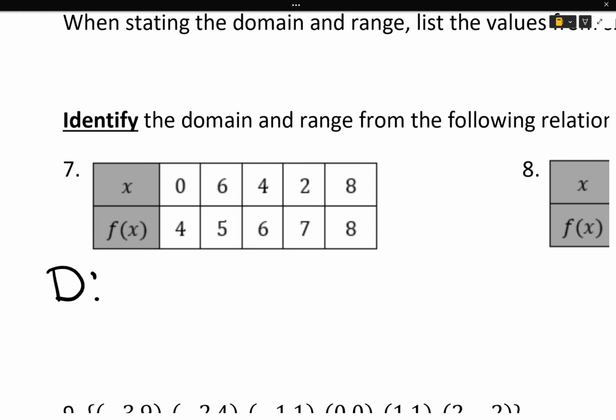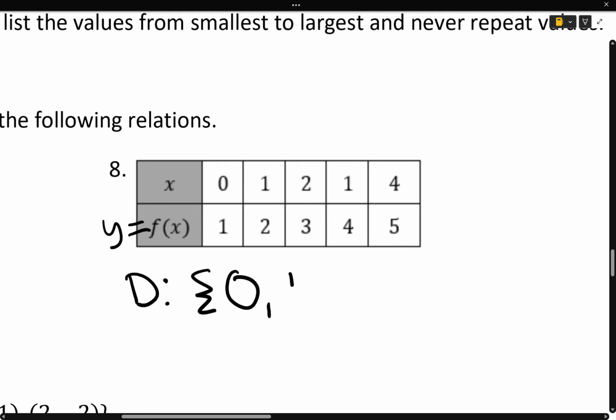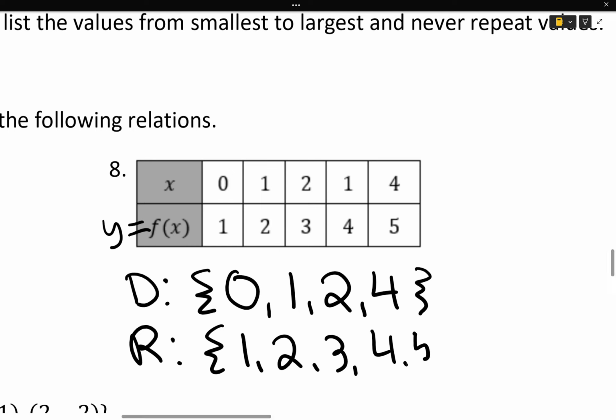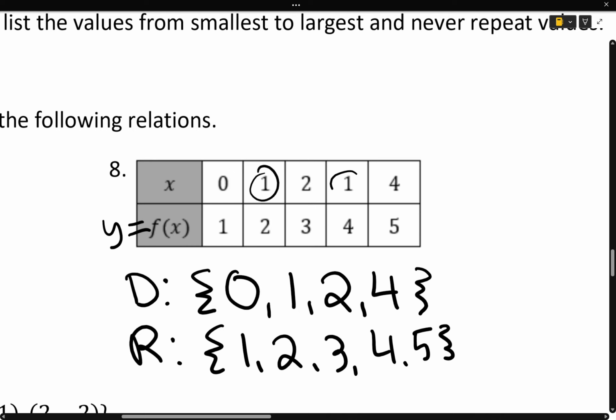For number 8, let's do domain and range. We have 0, 1. 1 repeats, but I only need to write it once. 2 and 4. For our range, 1, 2, 3, 4, and 5. Now, because this 1 repeats, this is not a function.